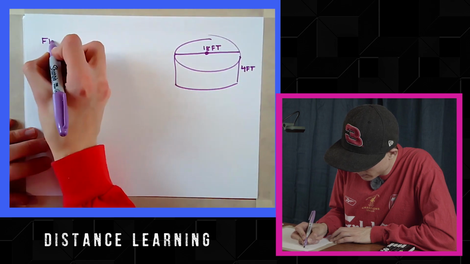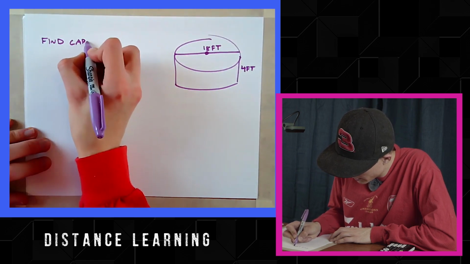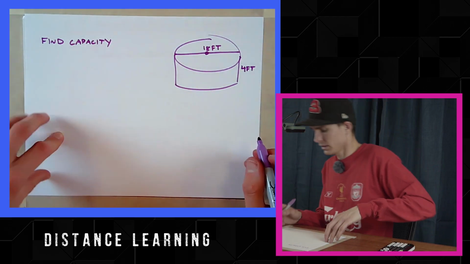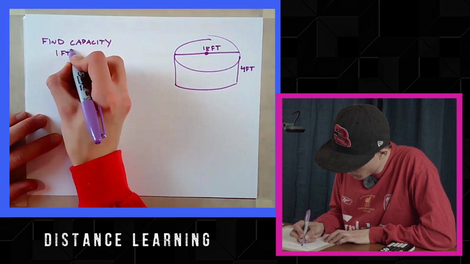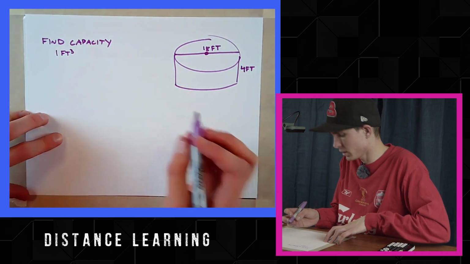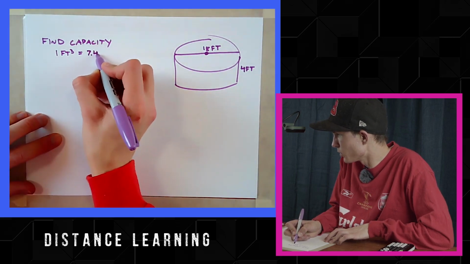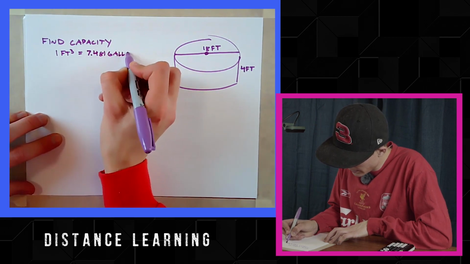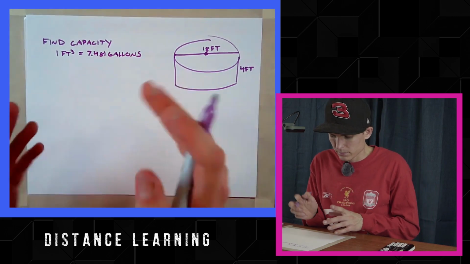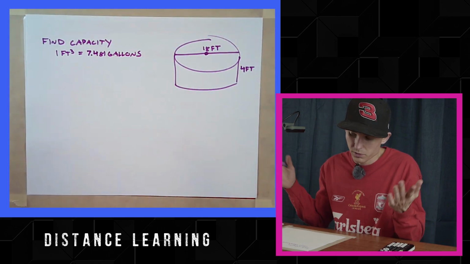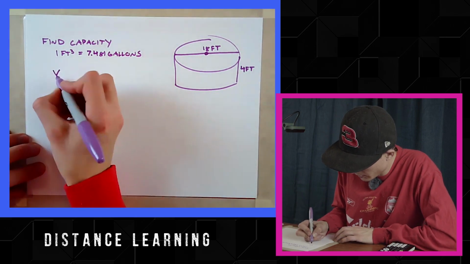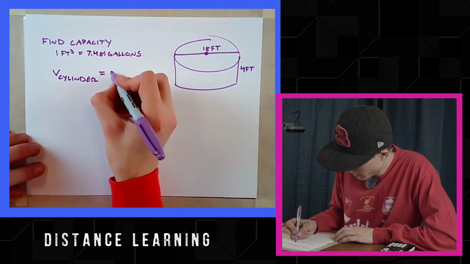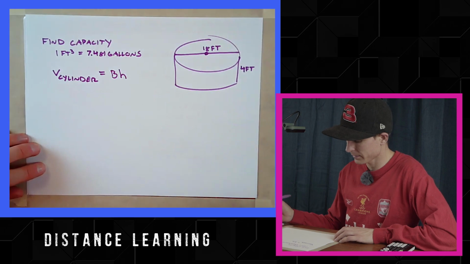So, they say, find the capacity. How much water does it hold in gallons? Knowing 1 square foot or 1 foot cubed of water is 7.481 gallons. This is a section on volume, so of course we're going to find the volume first. Volume of a cylinder, it's still capital base times height, guys.